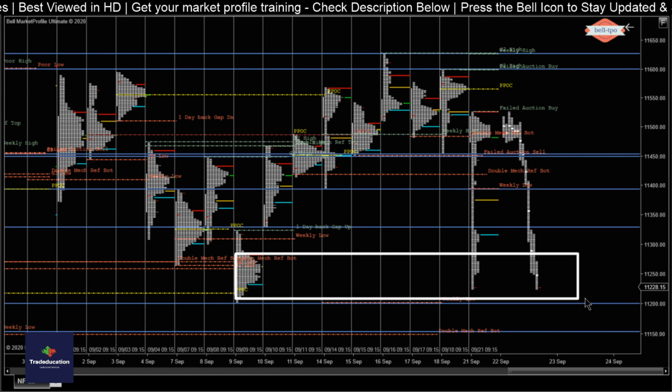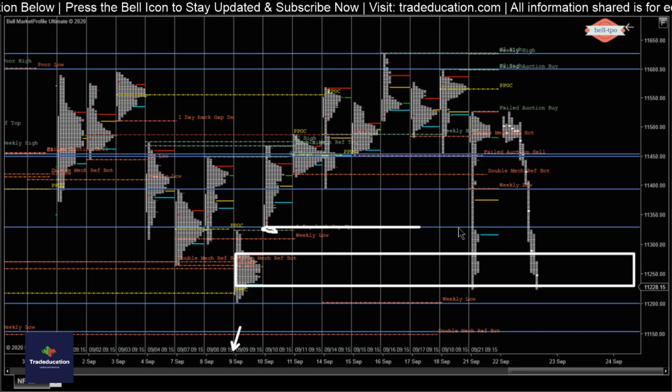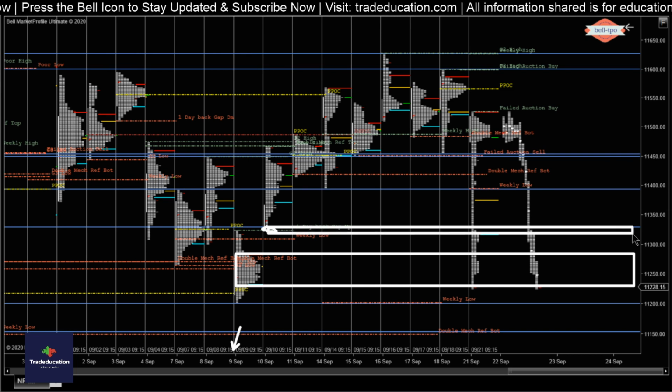So for me, this is the level of support. Okay, and we had a sort of a retest. After this, so this was on the 9th of September. After this, what was happening is we first of all had a gap of opening. There was this gap which was intact. So there was one anomaly which was pretty clear from here.